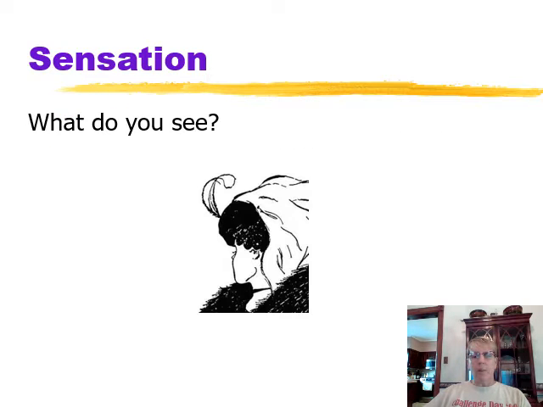Okay, here's another example. What do you see? Same sensory stimuli. However, your perception may be different. Some people in this perceive a young woman. Some people perceive an old woman.